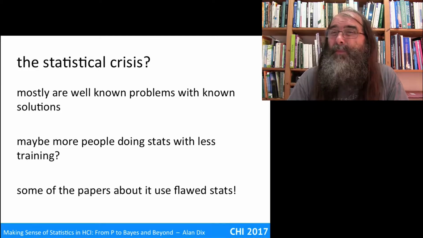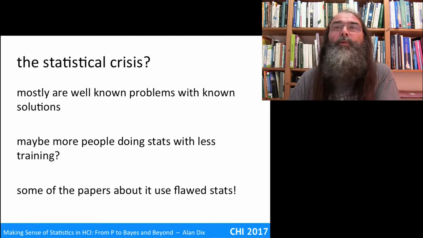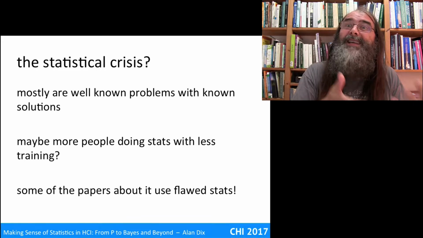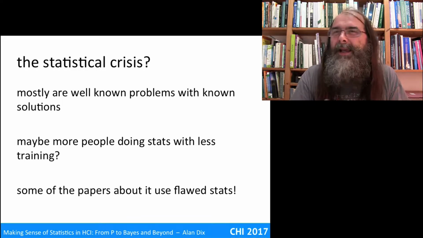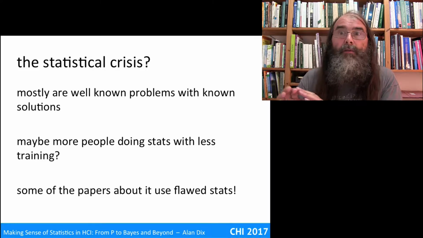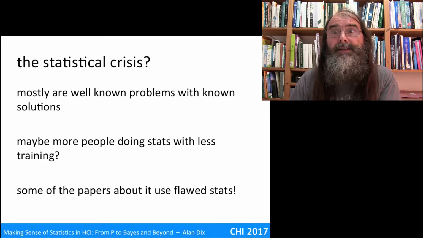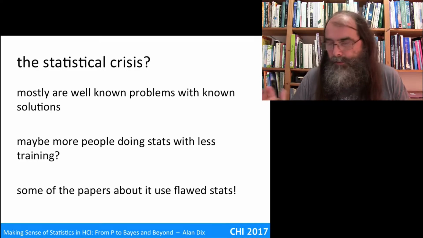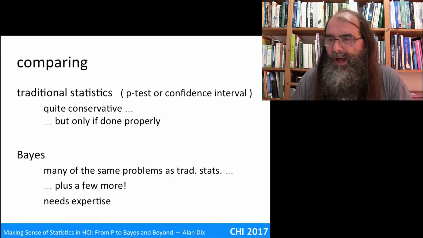The other thing is, again, it's not that there isn't a real problem, but some of the papers that report the problem themselves use, shall we say, slightly flawed statistics in order to exaggerate the problem. There's a little bit of snake oil going on here as well as a real problem. So it's not that there aren't issues with traditional statistics, but it's also not that they're new and unknown ones. So how are you going to compare these?